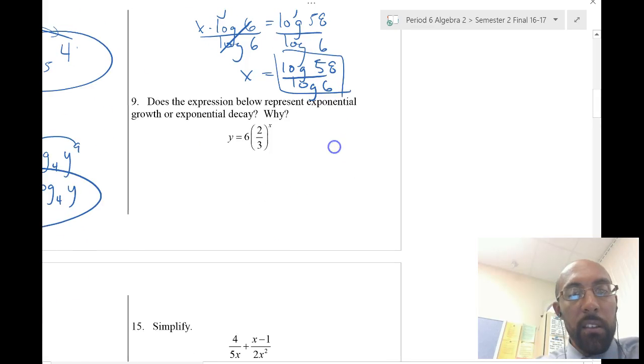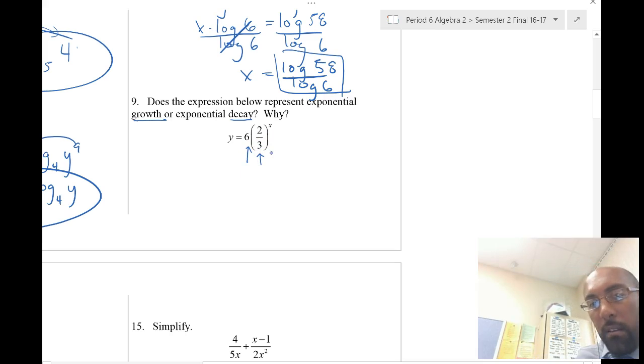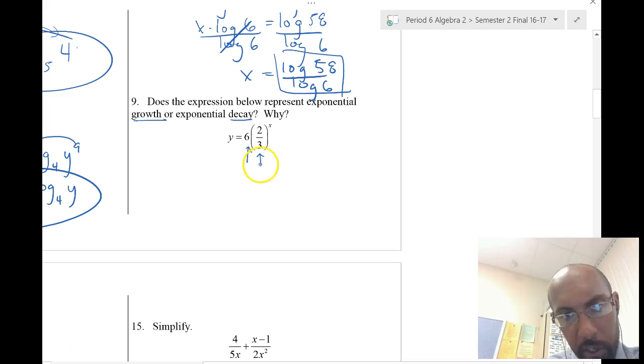Okay, number 9. Does the expression below represent exponential growth or decay? And that is it. That's all you have to answer here. So there are 2 numbers here that give us information. There's one in the front, which we call the A, and then there's one after that we call the B. What's important is this number to the right, the 2/3, which we call the B.